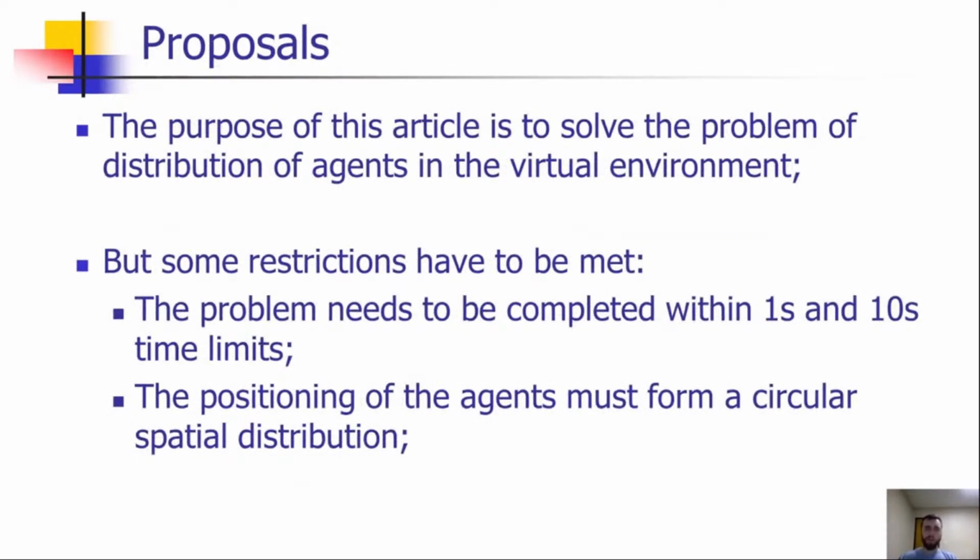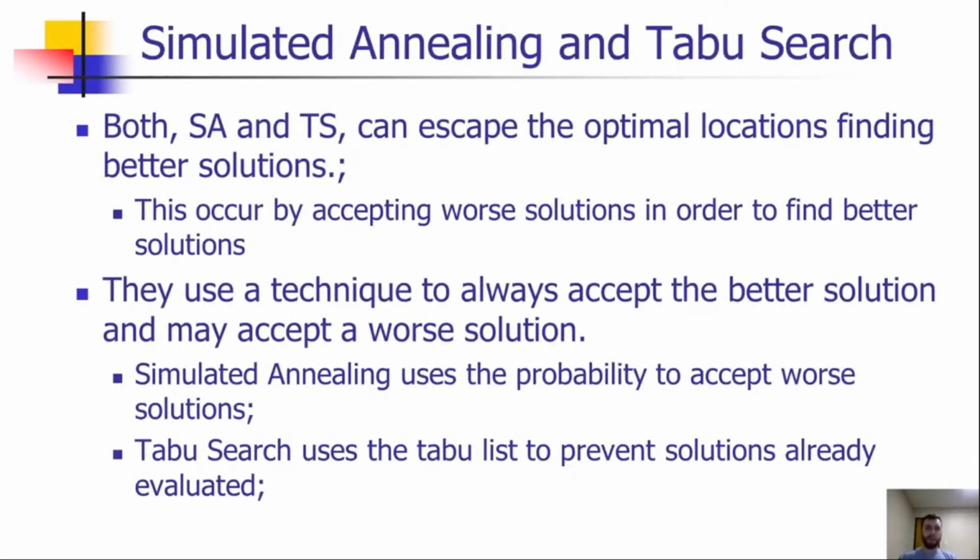The purpose of this article is to solve the problem of distribution of agents in the virtual environment, where some restrictions have to be met. The problem needs to be completed within 1 second and 10 seconds time limits, and the position of the agents must form a circular spatial distribution. Both simulated annealing and tabu search can escape local optima to find a better solution. This occurs by accepting worse solutions in order to find better solutions. They use a technique to always accept the better solution and may accept the worse solution. Simulated annealing uses probabilities to accept the worse solution, and tabu search uses a tabu list to prevent solutions already evaluated.